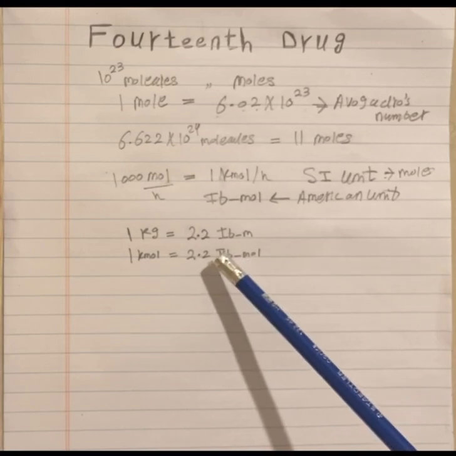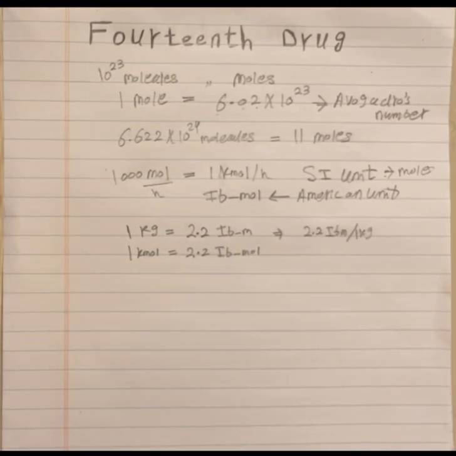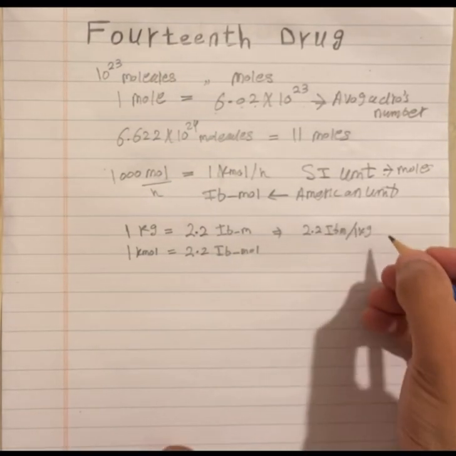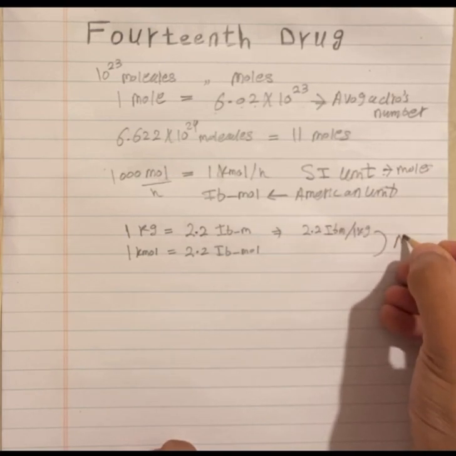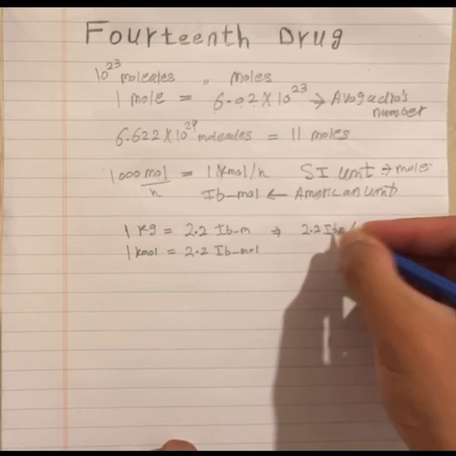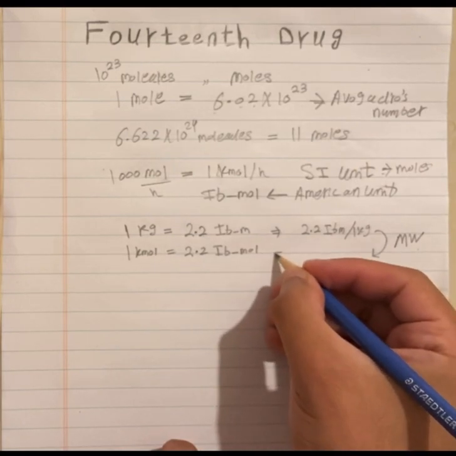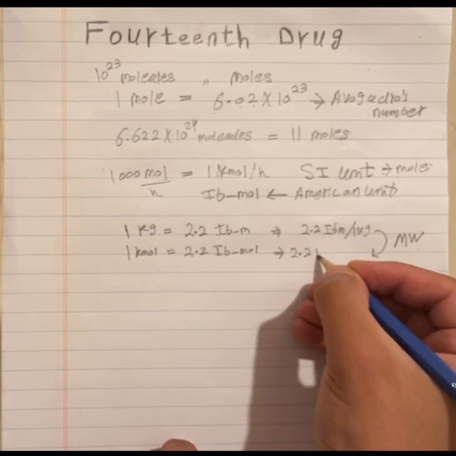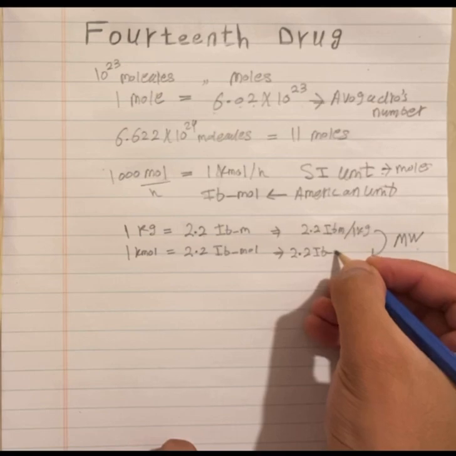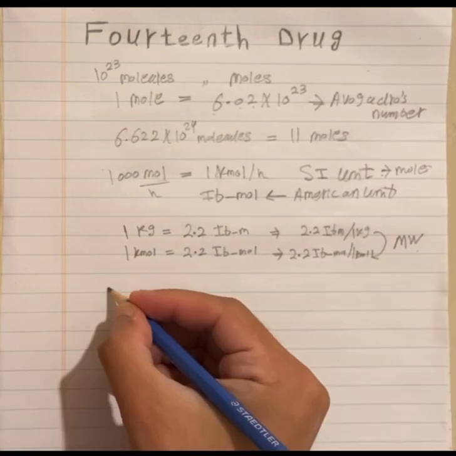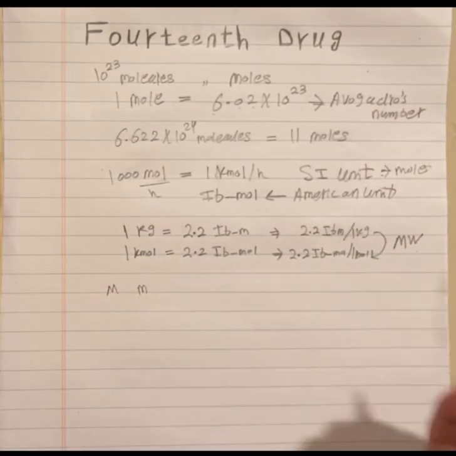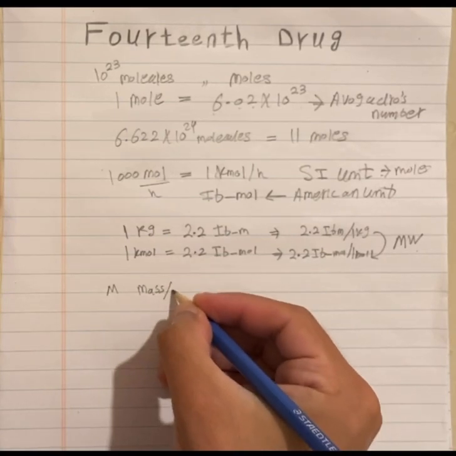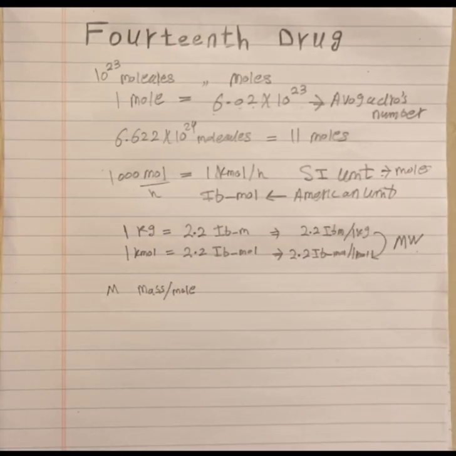This is not just a coincidence. You might ask me, is it possible? I will say yes, it is possible. And this is by introducing the concept of molecular weight that will relate mass to mole, and then we will end up having exactly the same 2.2 pound mole for each kilomole. A molecular weight M has the dimension of mass divided by mole: either kilogram, pound mass, mole, kilomole, whatever.